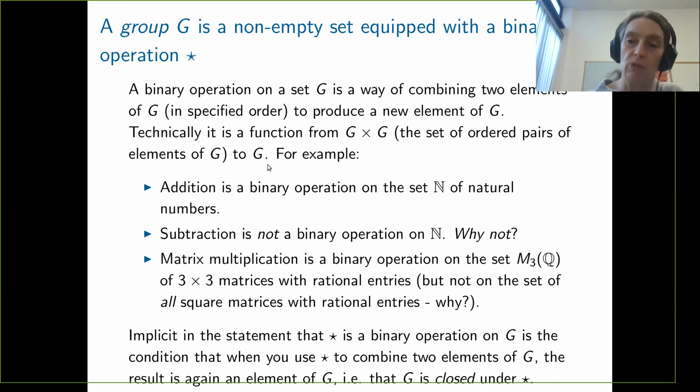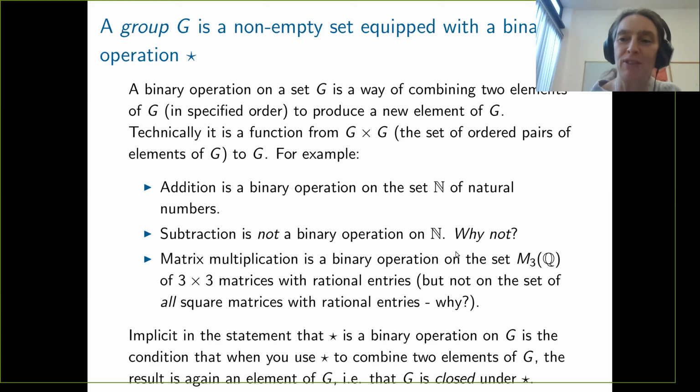So think of addition. You give it two things, it gives you back one thing. So addition is a binary operation on the set of natural numbers. Subtraction is not, and you can think about why it's not. Remember, the set of natural numbers is the set of all positive integers, 1, 2, 3, 4. To say that addition is a binary operation on that set means that you can take any two elements of that set, add them, and you're still within that set. Then you can ask yourself, is the same true of subtraction if you think of it as a binary operation on the set of natural numbers? Subtraction is a binary operation on the set of all integers, but not on the set of natural numbers.